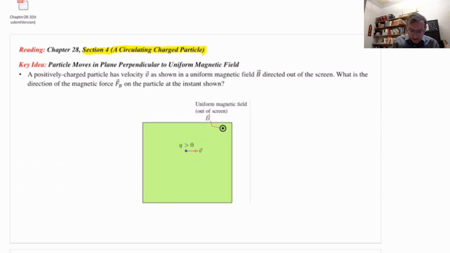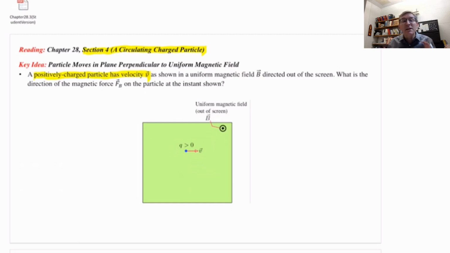Let's start with the following situation. We've got a charged particle, and it's moving in the plane of the screen here. You can see it there. It's the blue dot. It's got a certain velocity. See the vector there happens to be pointing to the right in the plane of the screen. And that particle has positive charge, Q. Okay? So we've got a positively charged particle. It's got a velocity v, at least at this instant in time.